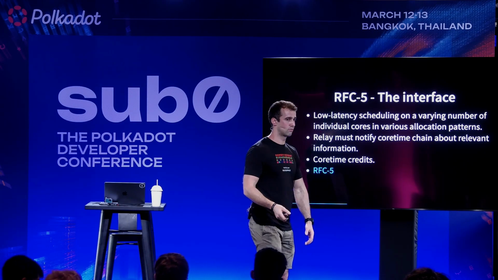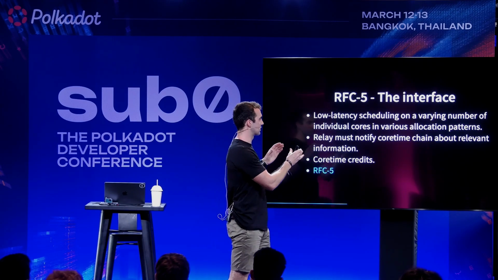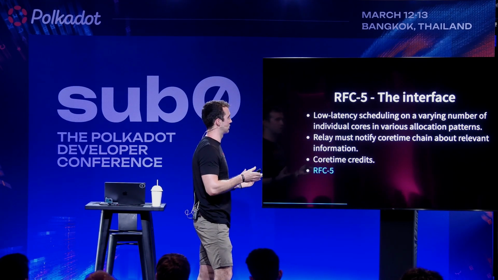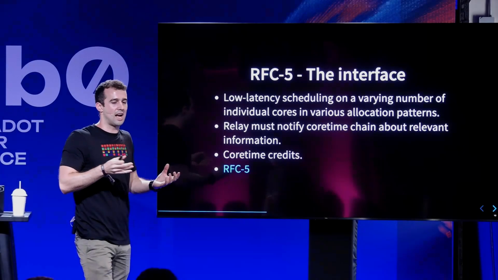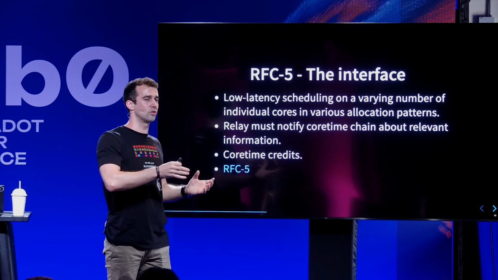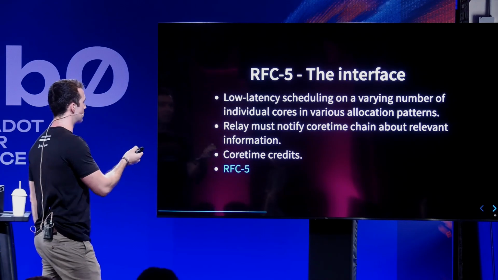RFC 5 is, as I said, the interface. So the first point of this is pretty dense. I've boiled down quite a few points that the RFC makes into this one sentence: low latency scheduling on a varying number of individual cores in various allocation patterns. Reading into this a bit, low latency, we want to make sure that this can be allocated on the fly. It's agile. We don't want something that once you commit to it, you're stuck in some pattern of usage or whatever. The varying number of individual cores.